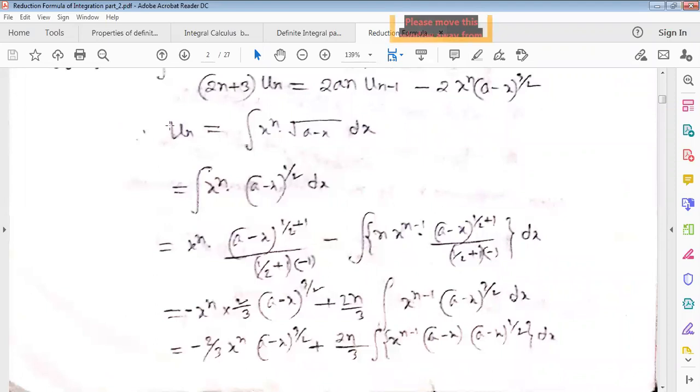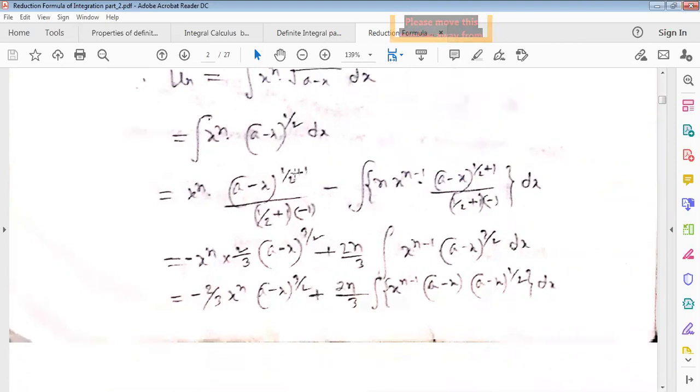Now the given integral Un equals integration of x to the power n square root over a minus x. Similar process: integration of x to the power n into a minus x to the power half, that means the u b process, right? x to the power n will be u, and this will be what? b. Now u into integration of b, integration of b means what? a minus x whole to the power, x to the n formula, n plus 1 divided by n plus 1, but dividing with the coefficient of x, coefficient of x what? Minus 1, dividing with the coefficient of minus 1.